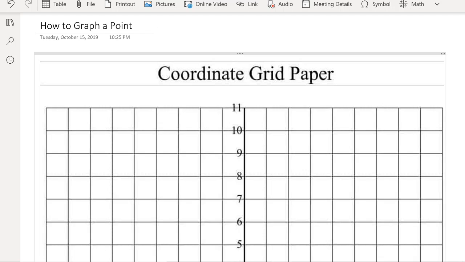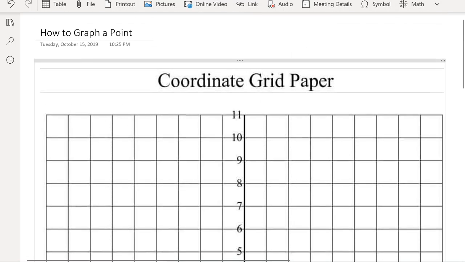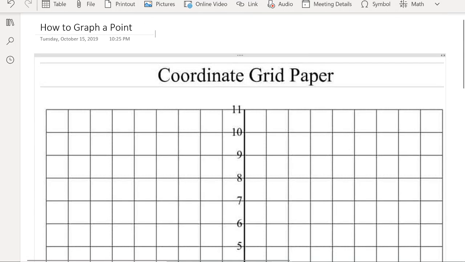I'm Mr. Kyle, and today we're going to talk about how to graph a point, right? Really a simple topic, but I just wanted to explain it because this is the foundation of everything else that you do that has to do with this graph. Everything else has to come from graphing a point.